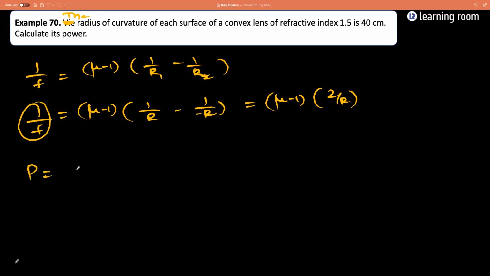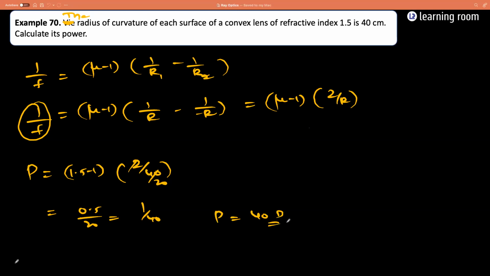So 1 by f is going to be power. So power is equal to (1.5 minus 1) into 2 divided by r, where r is 40. So 0.5 times 2 divided by 40 is going to be 1 by 40. So power will be equal to 1 by 40, that is going to be 0.25 diopter. Correct? r is 40 centimeter. So power is equal to 1 by 40 into 10 power minus 2, so 100 by 40. 100 by 40 is going to give us 2.5 diopter.